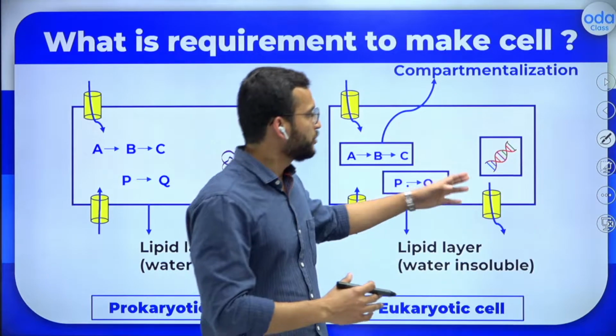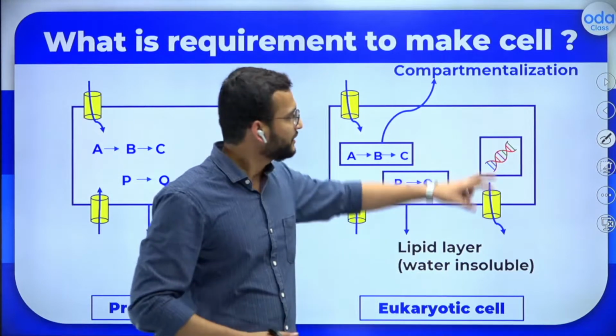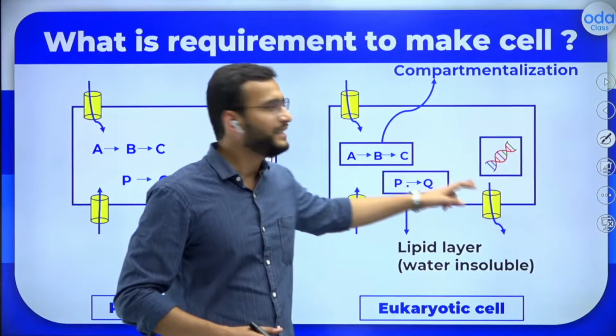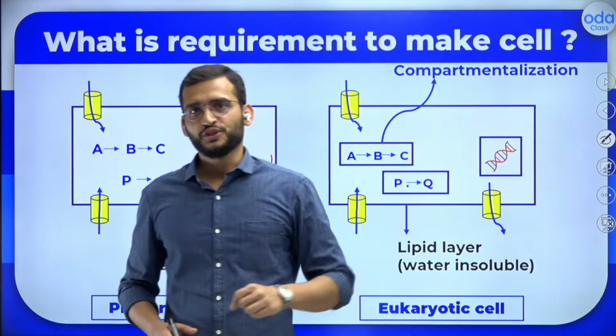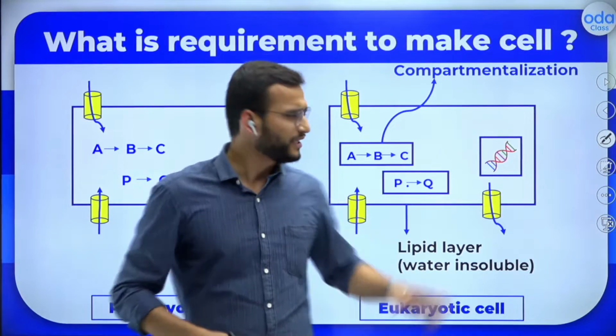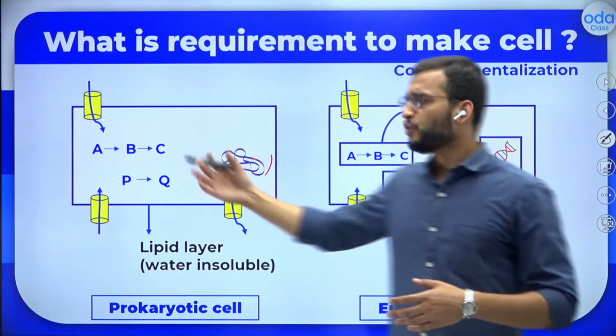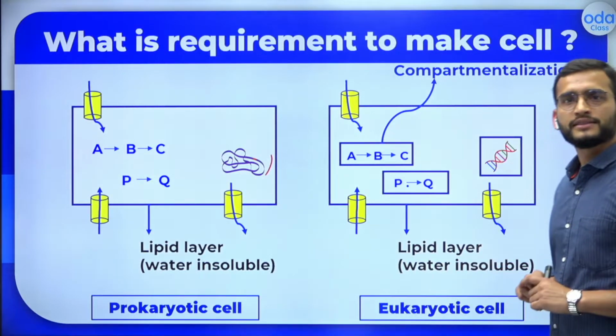But in the case of a eukaryotic cell, the genetic material is present in a membrane bound system that is called a nucleus. This is the basic difference that you have in the prokaryotic and the eukaryotic cell.